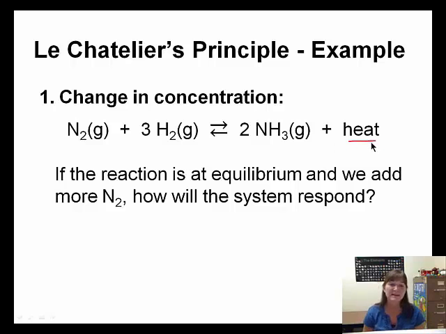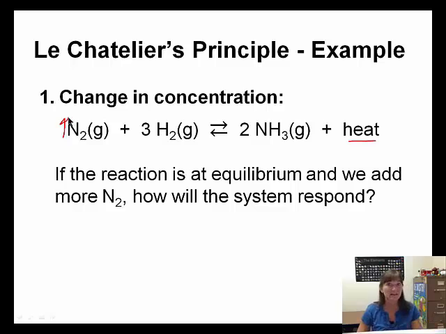Okay? So if I change the concentration, let's read this. If the reaction is at equilibrium and we add more nitrogen, so we're going to increase the concentration of the nitrogen, how will the system respond? The problem is that we have just dumped in some more nitrogen, which is a stress. We have too much nitrogen. So according to Le Chatelier's principle, this equilibrium needs to react in such a way that it's going to counteract that stress. So it needs to figure out a way to use up nitrogen.